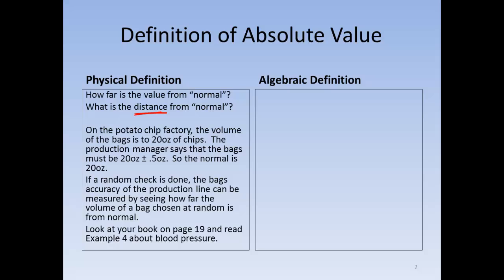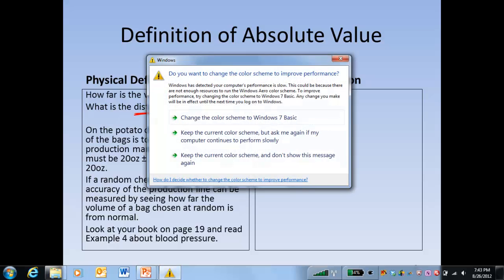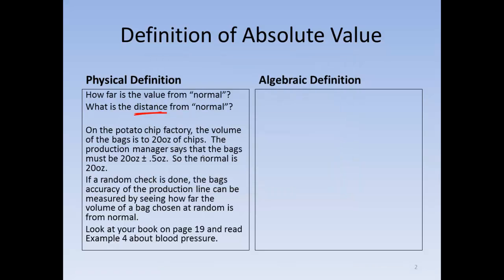Hopefully you can relate. So on the potato chip factory line, the volume of bags of chips is set to 20 ounces. The production manager says that the bags must be 20 ounces plus or take half an ounce. I'm sure you've heard of a give or take value. Give or take this much. You know, everything's okay, give or take. So what value is acceptable? So the normal is 20 ounces. That's what we would like.